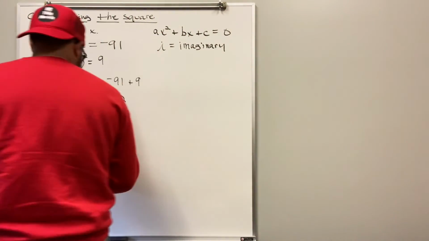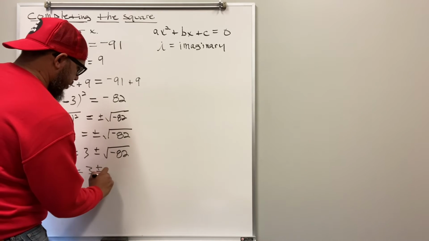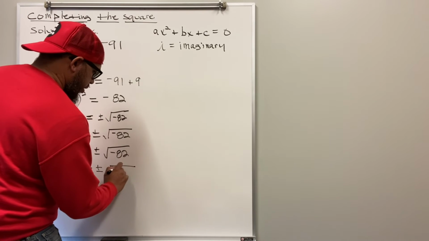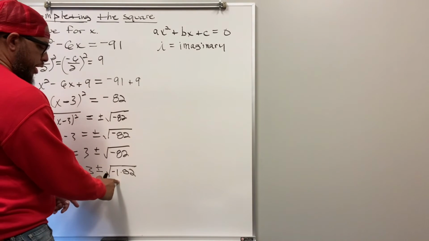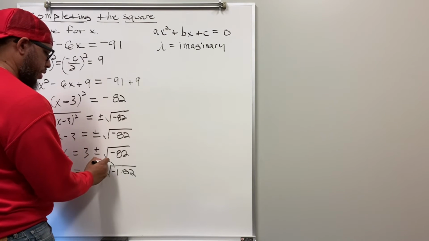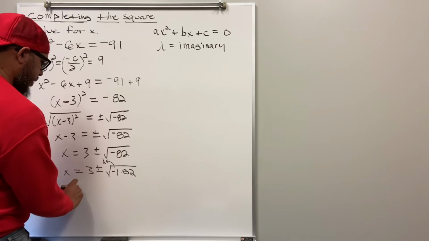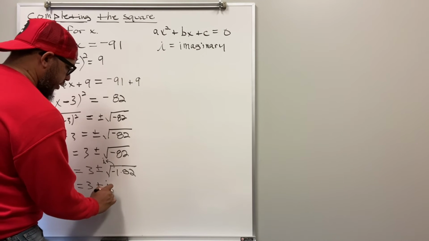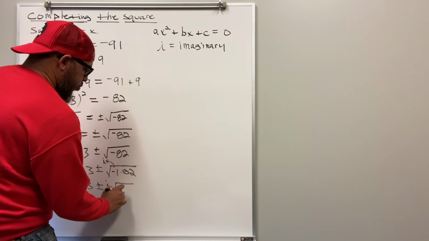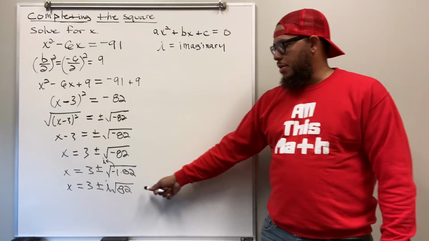So let's do this, right? So we've got x equals 3 plus or minus the square root of negative 1 times 82. Now the square root of negative 1, I told you, is going to come out and become lowercase letter i, right? So we end up with x equals 3 plus or minus i times the square root of 82. 82 can't come out. It's not a perfect square.